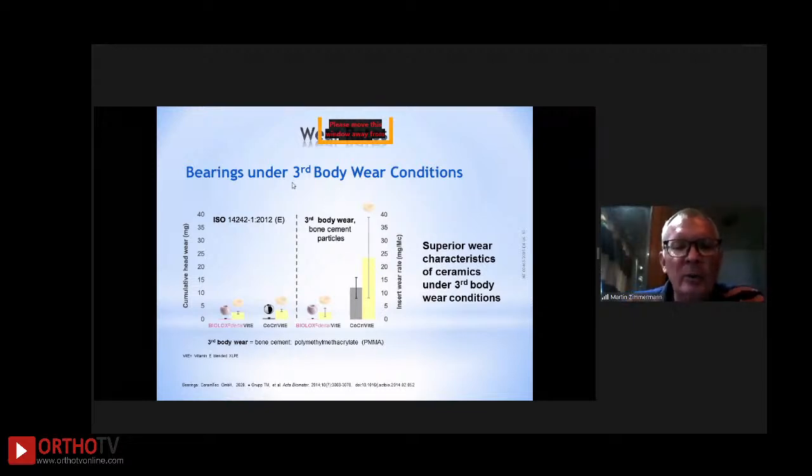And you can see now by having this third body wear, you increase not only the wear of the polyethylene, the nitrous polyethylene, but also the wear of the cobalt chrome. That means they are now creating particulates, metallic particulates of cobalt chrome, within the body of the patient.